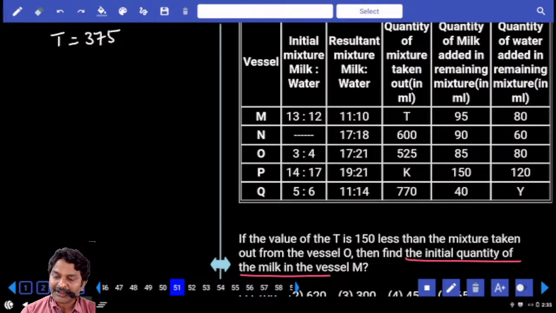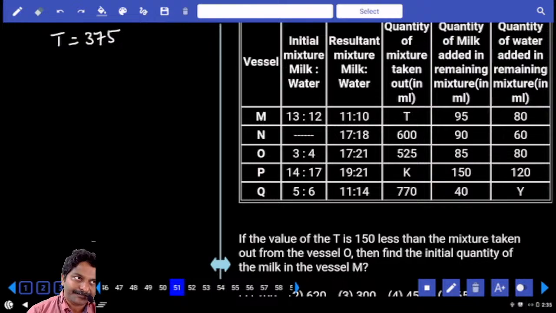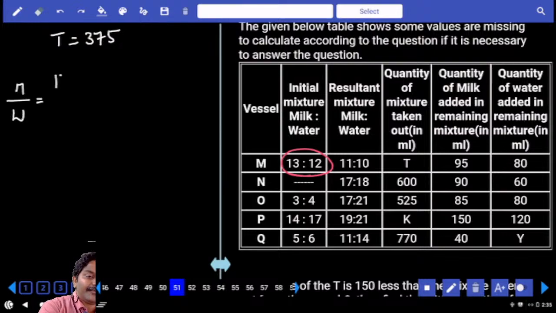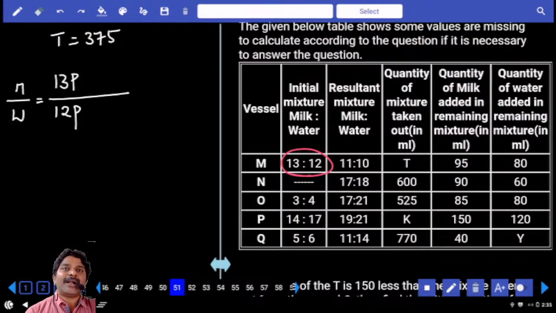Find the initial quantity of milk in vessel M. First, let me write the steps. Initial milk and water quantity. How many parts of milk do we have? 13 parts. Water, 12 parts. Both together, 25 parts. From that, how much quantity is taken out? Even in 375, it has to be in the ratio 13:12, so it must be divided into 25 parts.